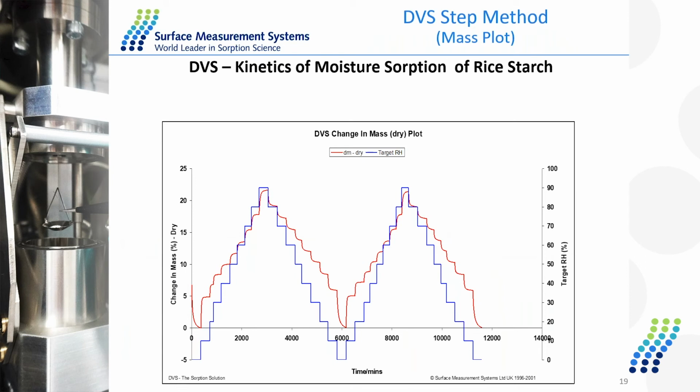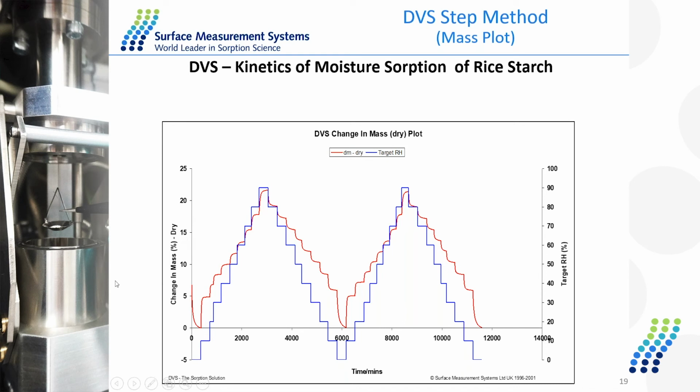So for the results, we basically have two different methods for a DVS experiment. The first one is the step method, where we increase the humidity step by step. And here is an example with a rice starch sample showing the kinetics information of moisture sorption. The blue line here is the target relative humidity at each stage. In this case, it's the water sorption from 0 to 90% RH with 10% intervals. And the red line is for the mass change at the different stages.